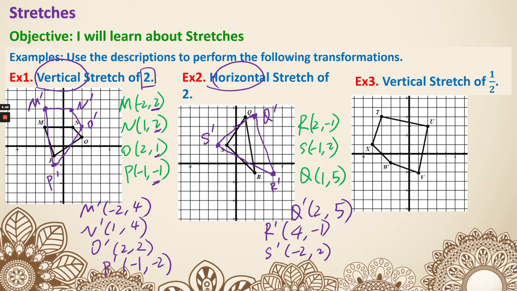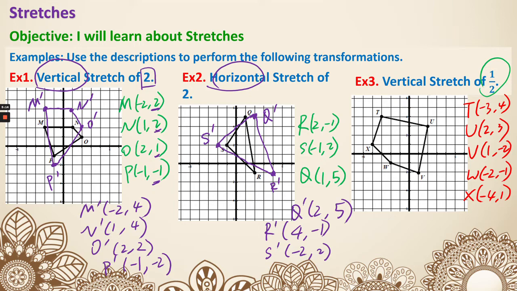I have size 5 points, so let's write them down. My T is going to be -3, 4. My U is going to be 2, 3. My V is 1, -2, my W is -2, -1, and my X is -4, 1. It is a vertical stretch of 1/2.